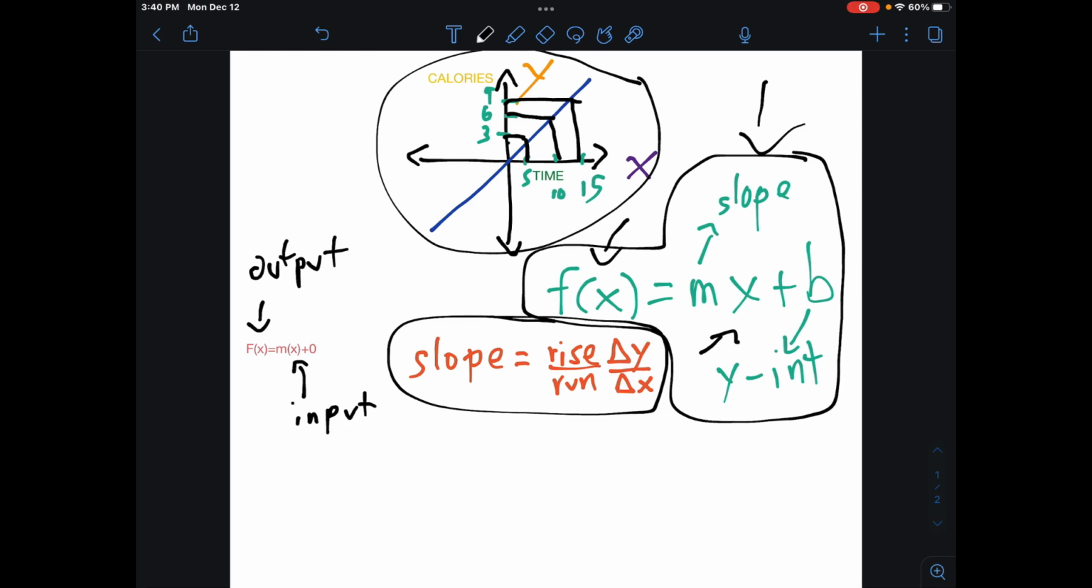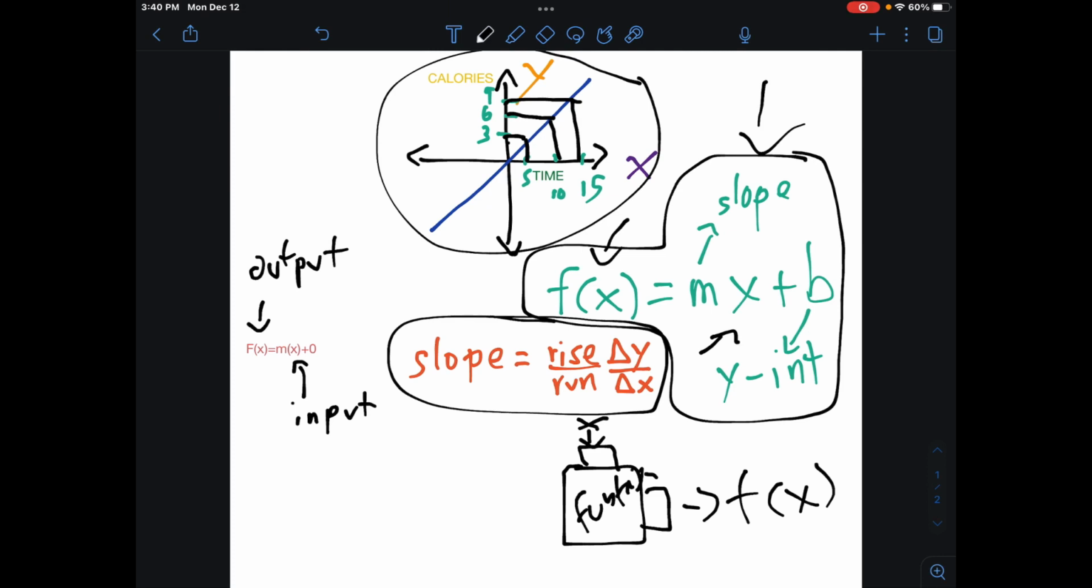output. And you can kind of think of it as a machine, and the input here is x, right? And we're going to put it in the machine. So x is just a placeholder, and that says function, okay? So whatever value we use for x as our input, it's going to go in the machine, go in the function, and guess what? Out comes our output. So that's one easy way to remember it.